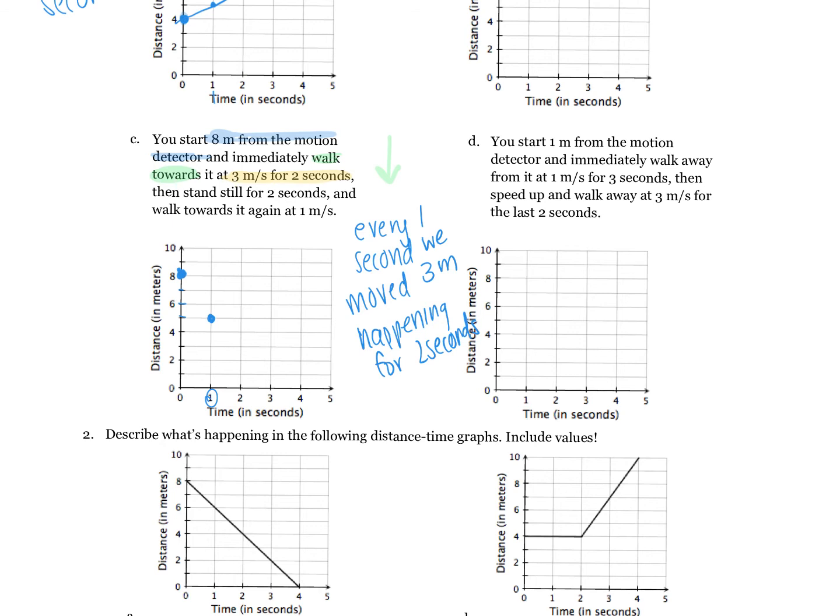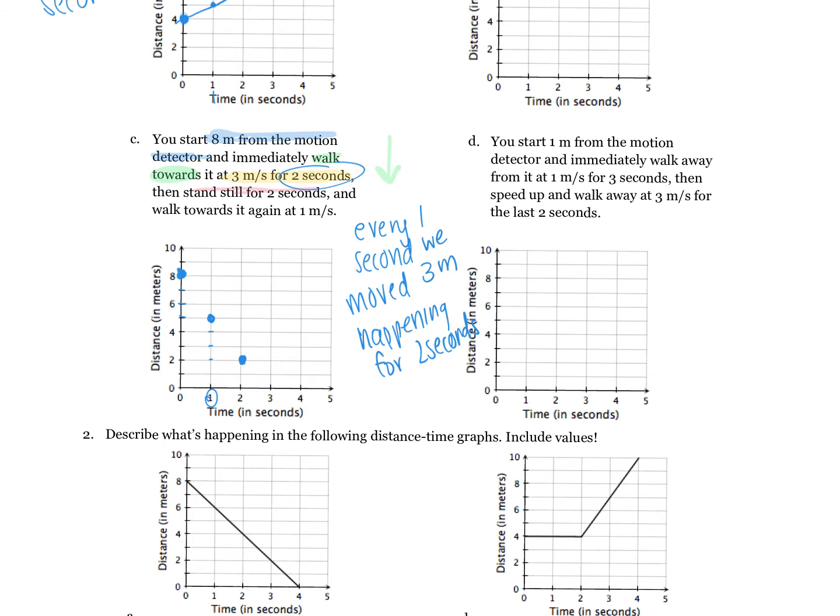But it says 2 seconds, so we have to do that again. So we went down 3 meters again at 2 seconds. So now that part's done because it only said for 2 seconds there, okay? Now, it says, let me highlight.